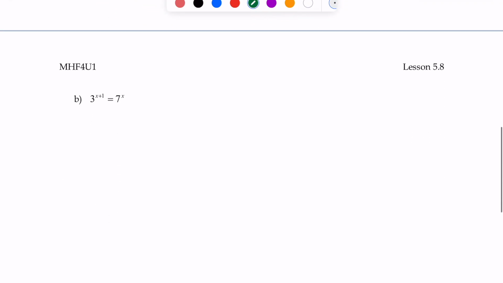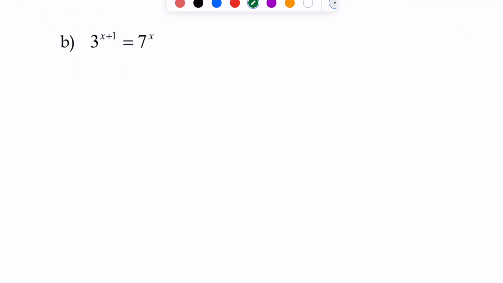Okay, next, 3 to the power of x plus 1 equaling 7 to the x. So again, you know that you're going to have to use logarithms here because there is no way to make 3 and 7 the same base and use your rules of exponents. So when you notice that, then apply logarithms to both sides to be able to solve for the unknown. So if I apply a log to both sides, I'm going to go log of 3 to the power of x plus 1 equaling log of 7 to the x.